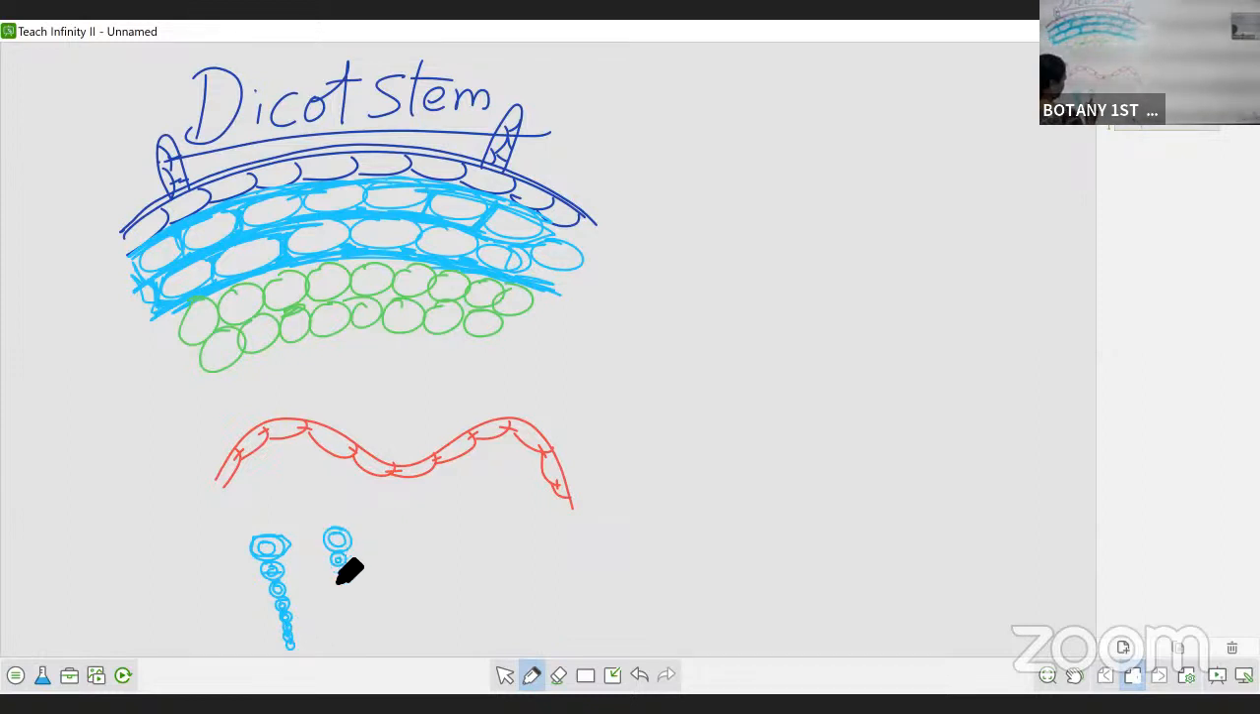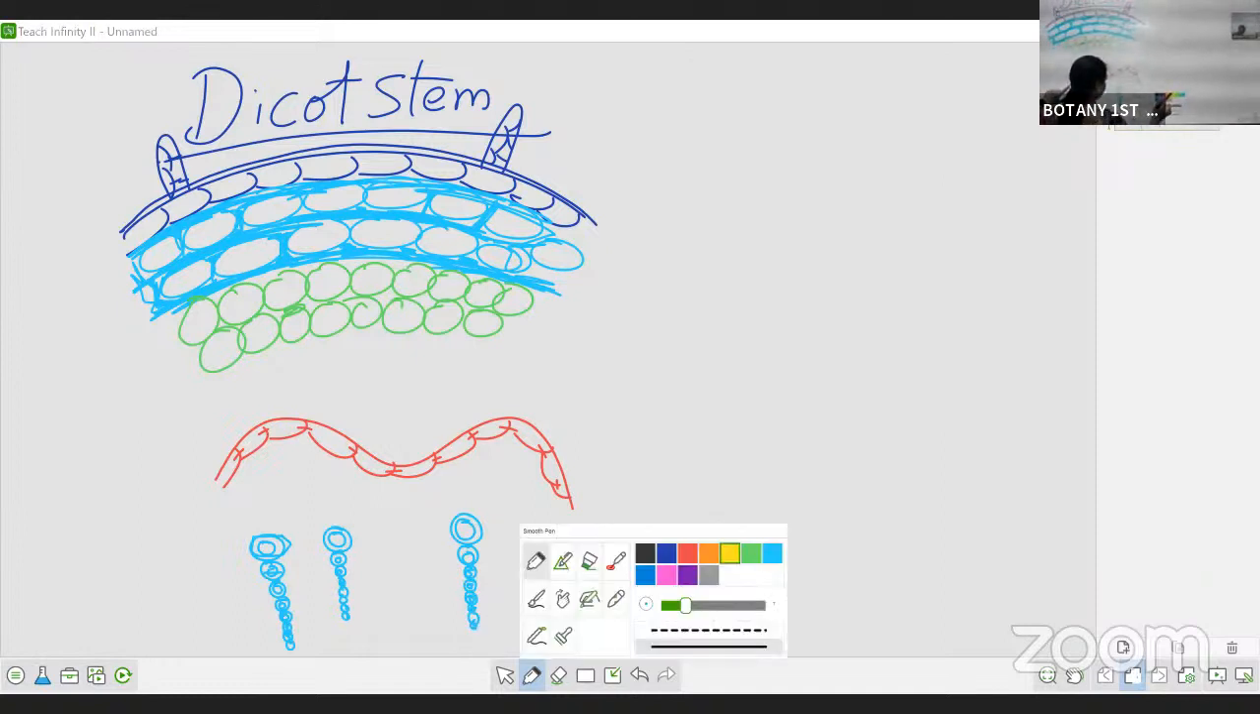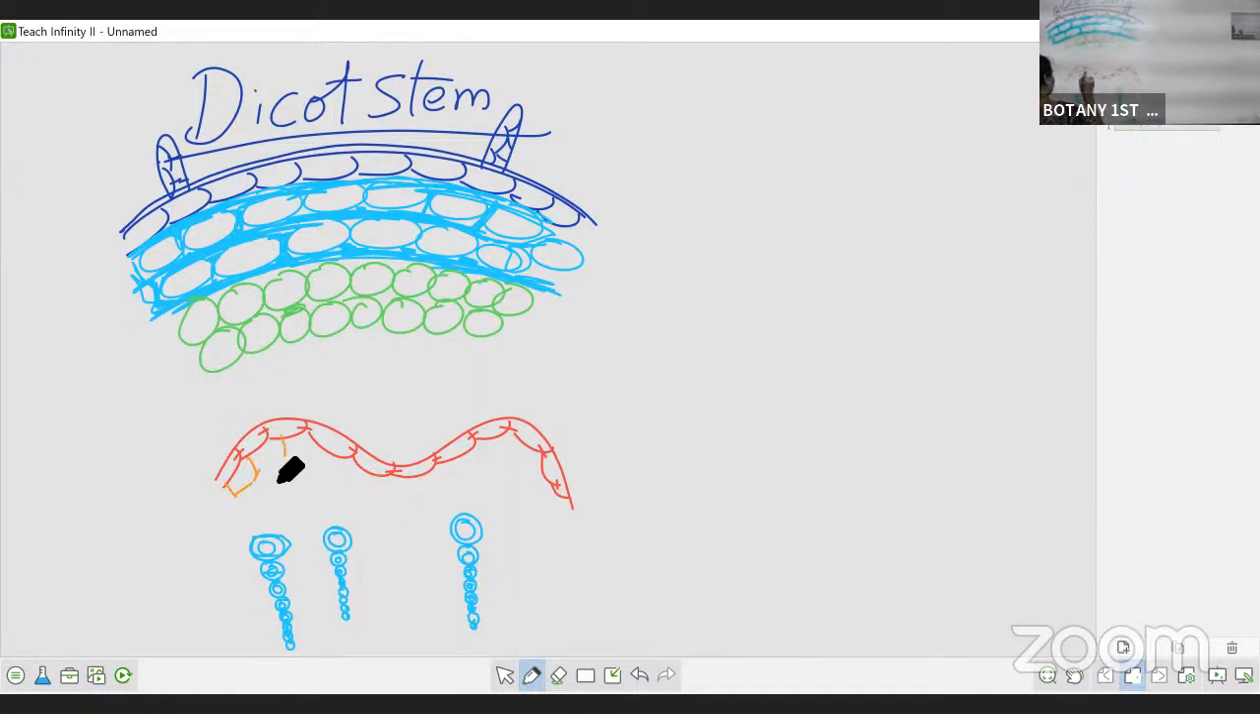Like this, the xylem, metaxylem and the protoxylem. Okay. And here also metaxylem and the protoxylem. Next comes, after the xylem, phloem will be present. And here below the endodermis is the pericycle.